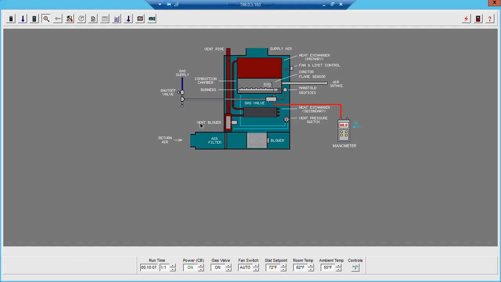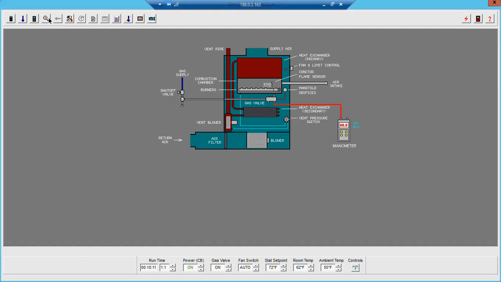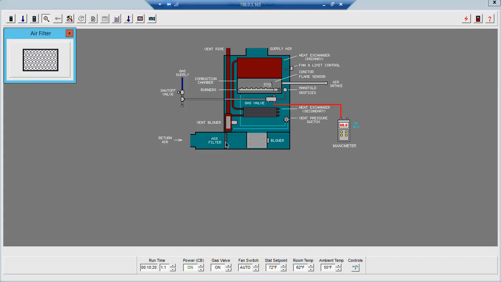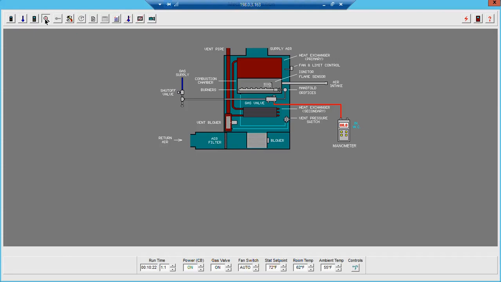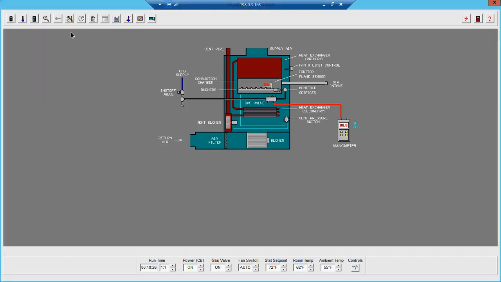We can visualize our filter. Let's make sure that our filter is nice and clean. We can look at our blower. Let's look at that. The heat exchanger is nice and clean. Got to turn our gas valve back on.